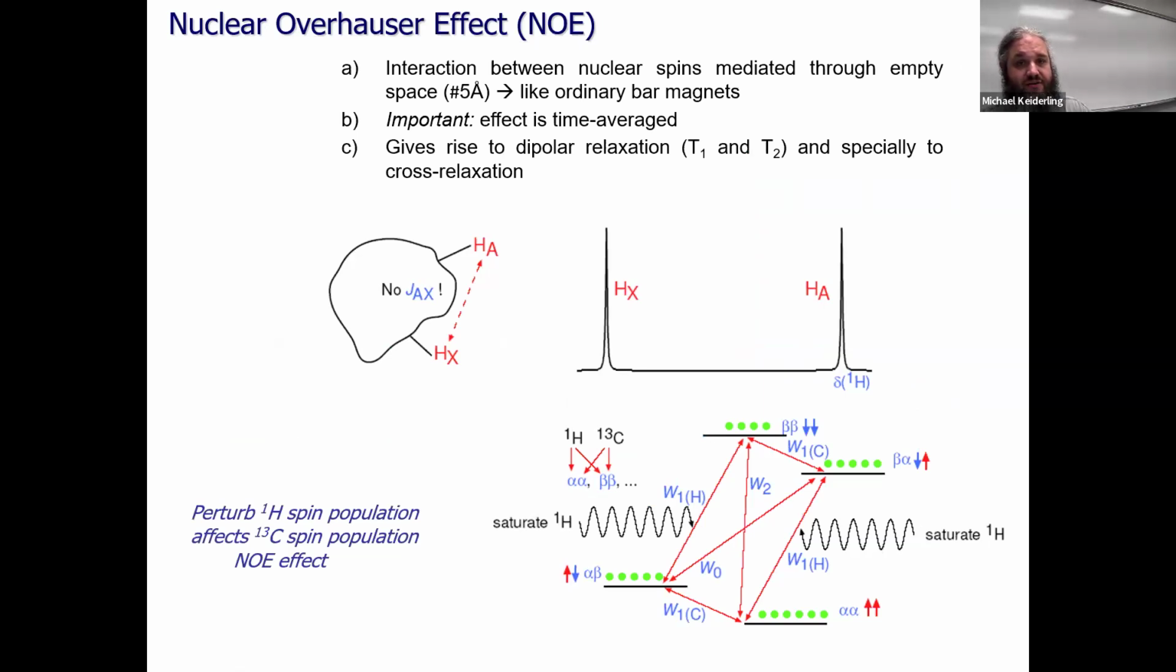There's also the nuclear Overhauser effect, which is an interaction between nuclear spins mediated through empty space, like ordinary bar magnets. This effect gets time averaged and gives rise to this dipolar relaxation, T1 and T2, and specifically the cross relaxation effects. So if you perturb the H1 spin population, that can affect the carbon-13 spin population and vice versa. This is the nuclear Overhauser effect. And this can be studied with certain patterns and like 2D NMR measurements.